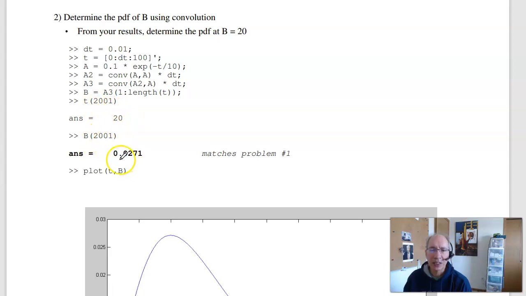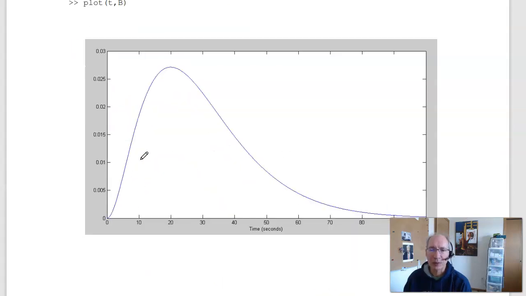At 20 seconds, I'm at 2.71%. Same as problem number 1. And if you're curious, that's what the PDF looks like. This is the PDF for 3 customers arriving.